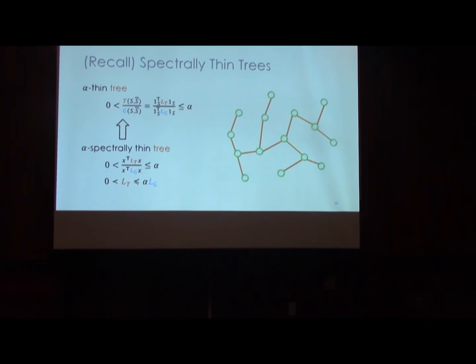Whenever you're talking about thin trees or spectrally thin trees, what you want is for the subset that is selected to just have an edge in every cut. So here you just want to have an edge in every cut, and here you want the Laplacian to be positive definite on the space orthogonal to the all-ones vector.